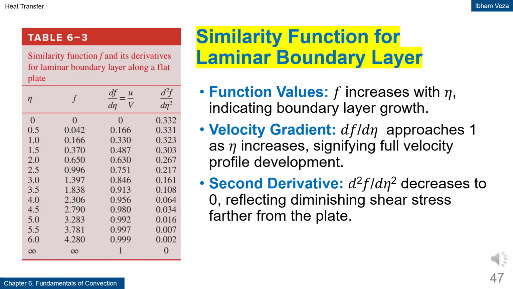Similarity function for laminar boundary layer. The similarity function is used to transform partial differential equations into ordinary differential equations. The similarity variable eta combines the x and y coordinates into a single parameter. The function f describes the shape of the dimensionless velocity profile within the boundary layer. The first and second derivatives of this function are related to the velocity gradient and shear stress. This approach allows simpler numerical or analytical solutions.